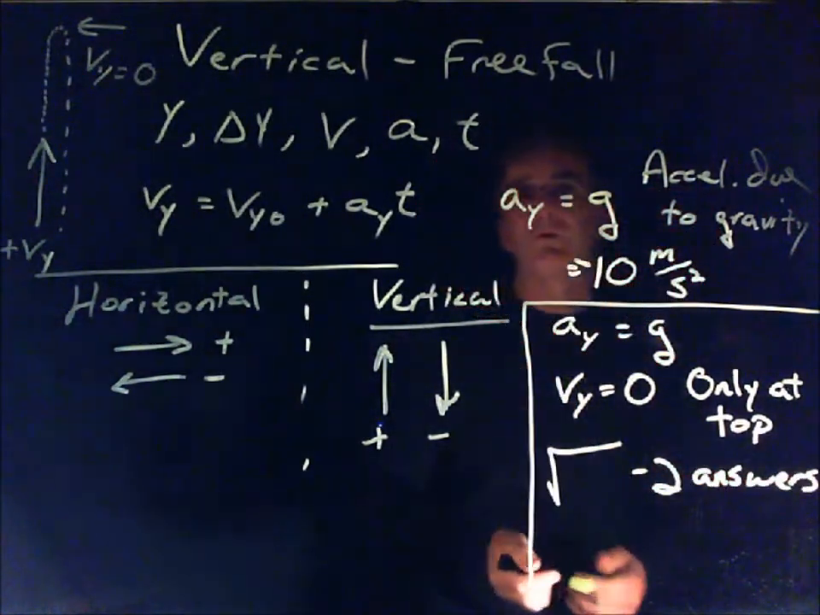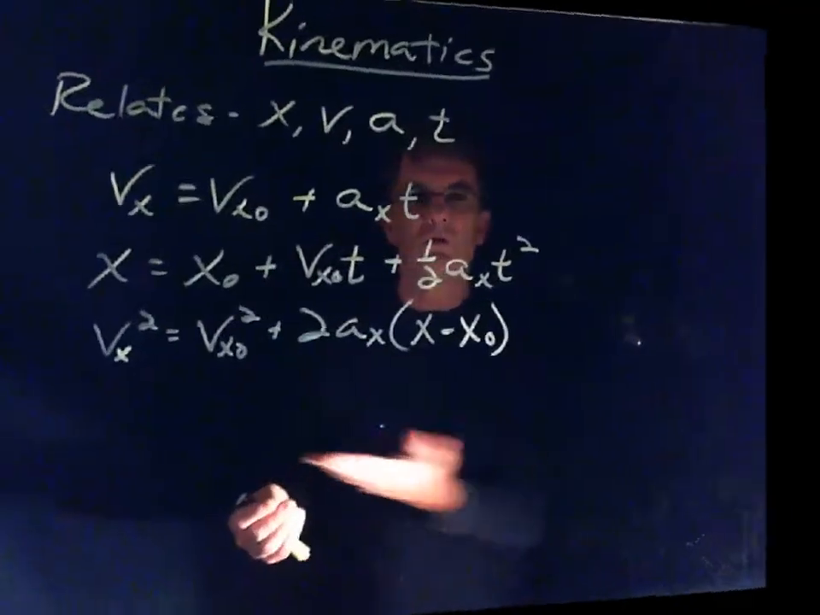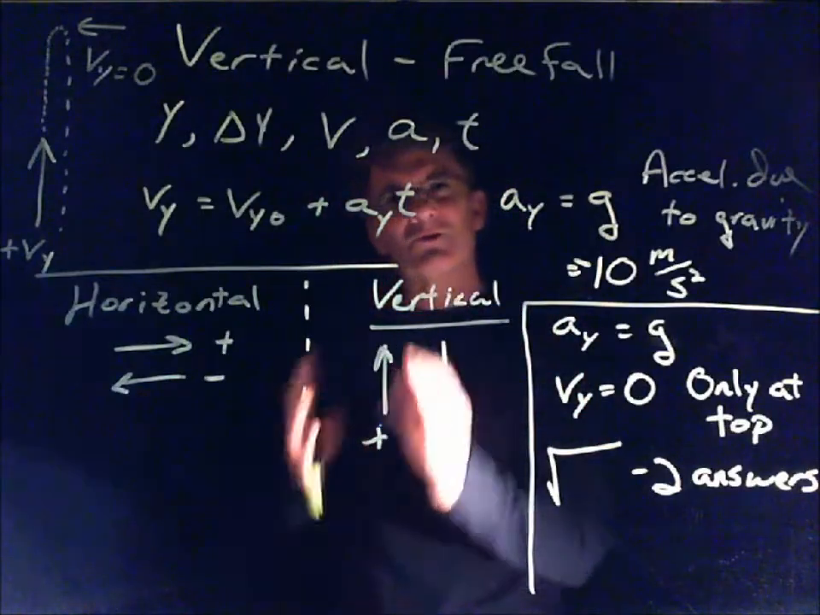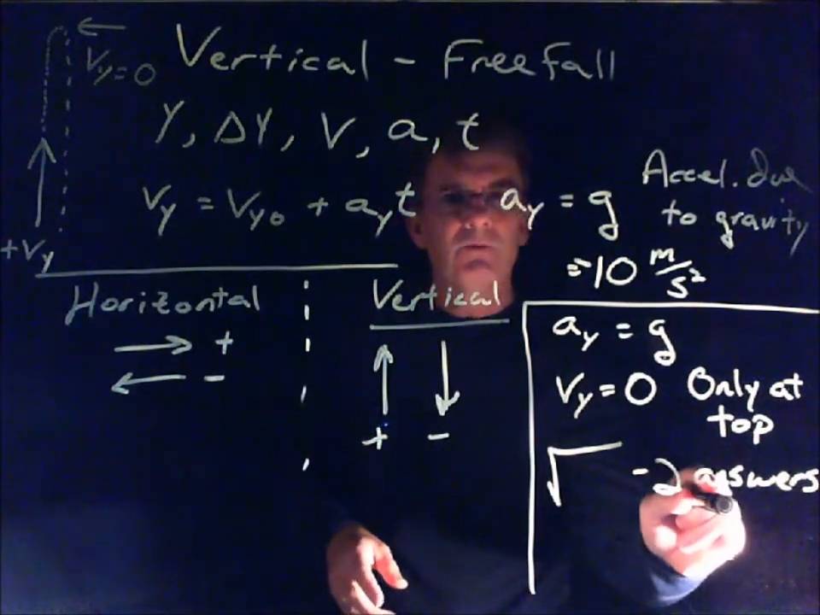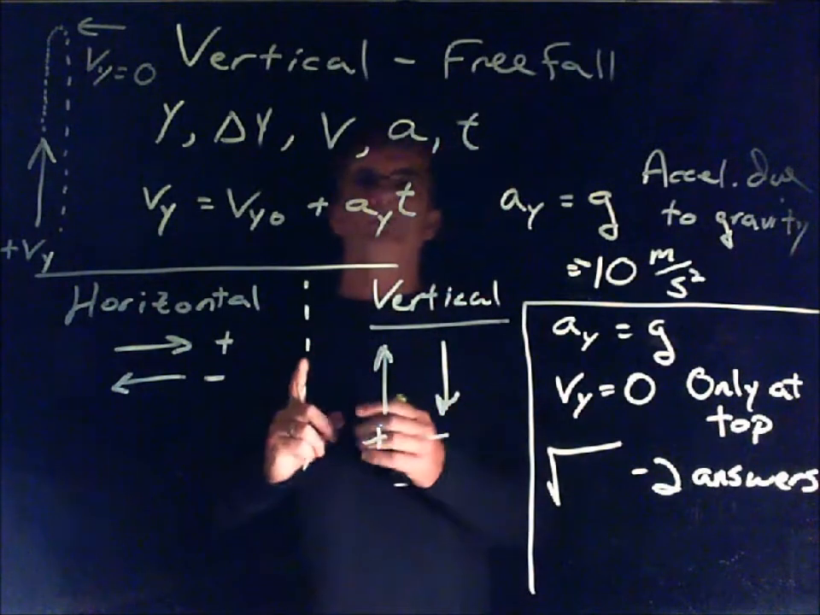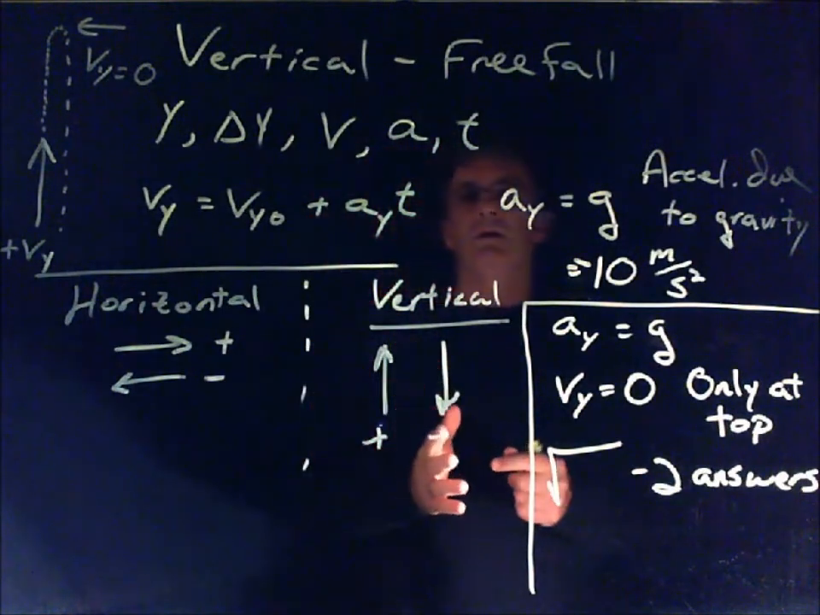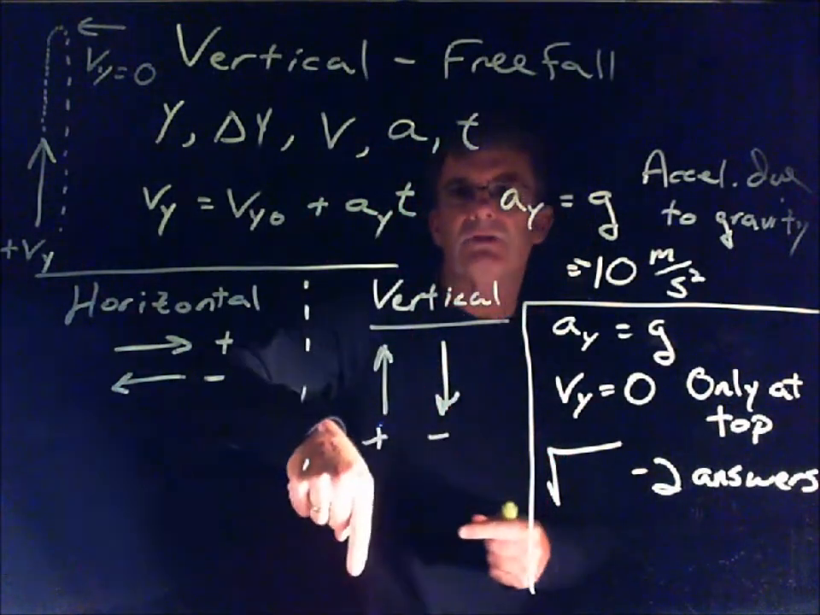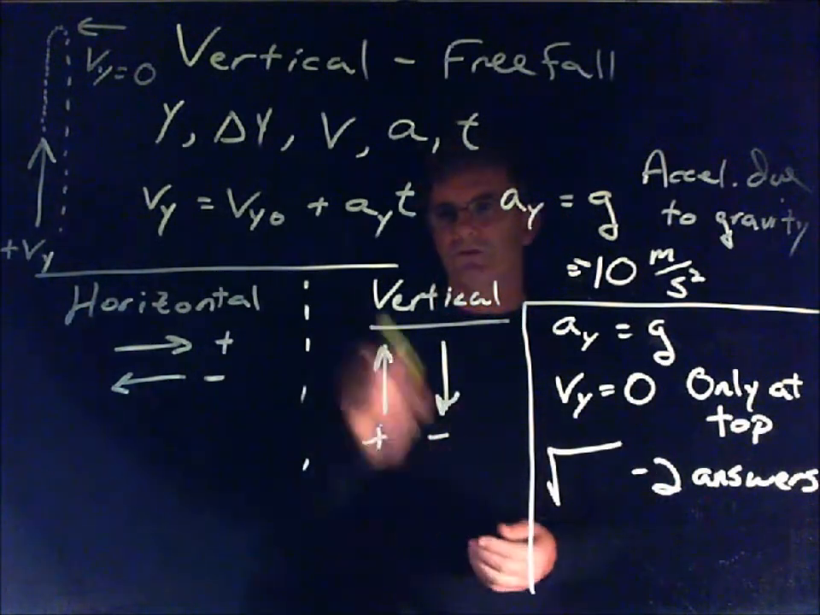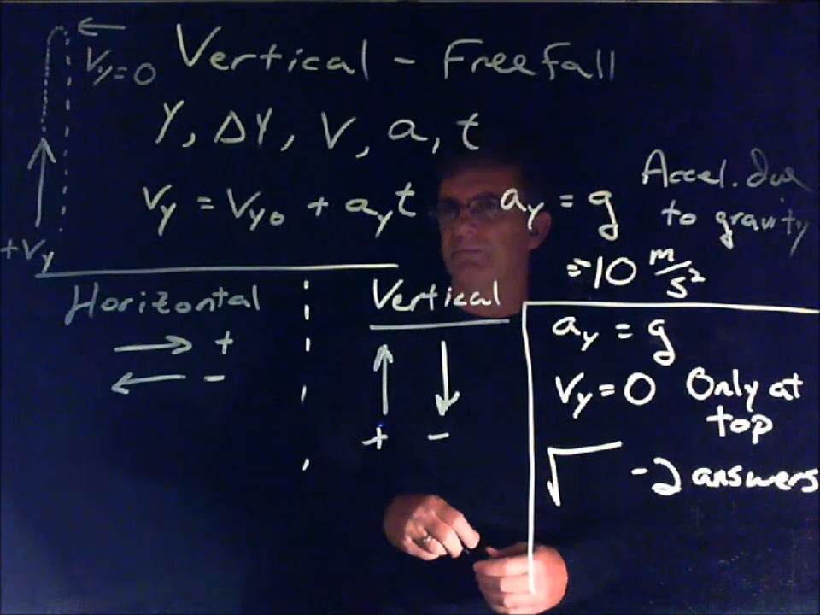If we're using that third kinematic equation, and we have to take the square root of the velocity, we're going to get two answers, a positive and a negative. And so you have to decide which one you want. If you're finding the velocity as it's going down, we want the negative answer. And so just be really careful about that.